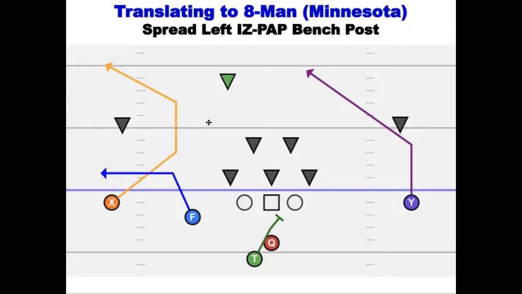The only way this would not be the throw is if they're in a true cover 3 and he sinks to the middle. In that case, you would throw it to either one of these guys, depending on if it's zone cover 3, he'd probably drop, so he'd probably throw the flat. So let's see how Minnesota runs this play.